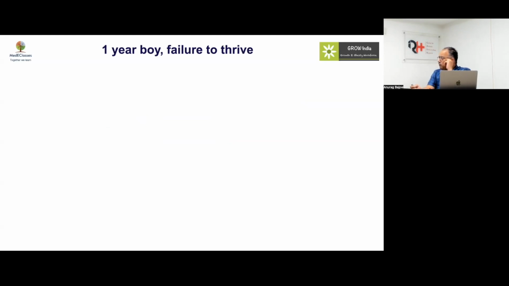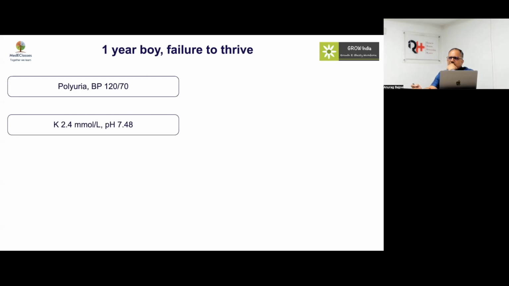So a 1-year-old boy with failure to thrive, polyuria, and hypertension has hypokalemic alkalosis. So what does hypokalemic alkalosis with hypertension mean? So there is an increased aldosterone effect. So don't say that aldosterone is in excess. It means that the aldosterone effect is more. So now what is the next step? How will you go forward from here?